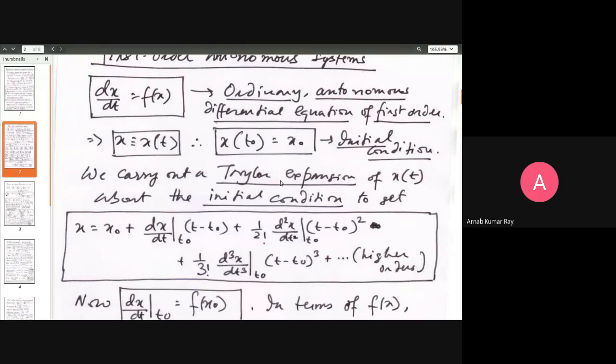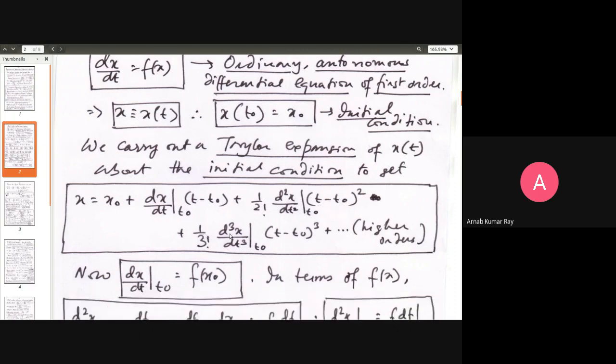First, I believe you're familiar with this process of carrying out a Taylor expansion of x of t about the initial condition t is equal to t naught. So x is equal to x at t naught, which is equal to x naught, plus first derivative dx/dt at t naught, times t minus t naught, plus 1 by factorial 2 d2x dt squared at t naught, t minus t naught squared. Then 1 by factorial 3 d3x dt cube at t naught, t minus t naught cube, and then you can go up to infinite orders. There is no end to this thing, higher orders.